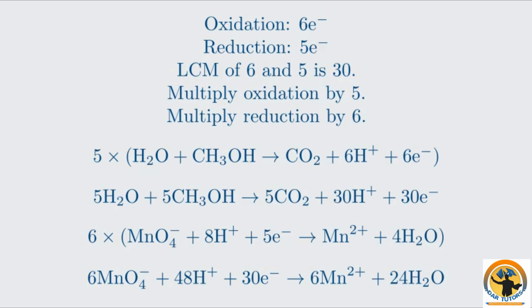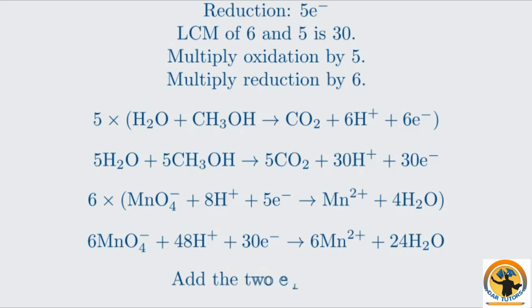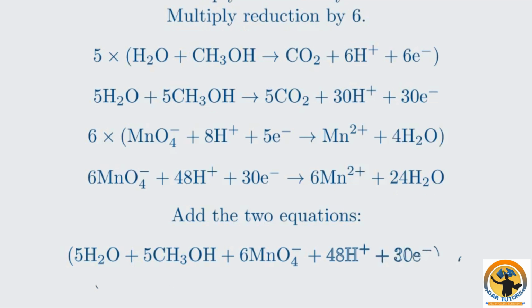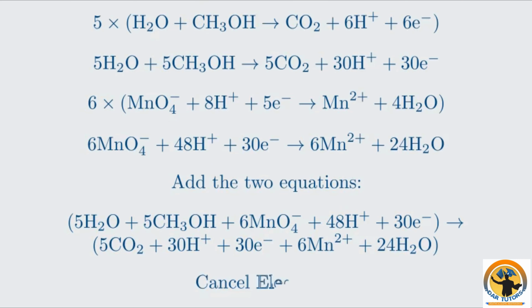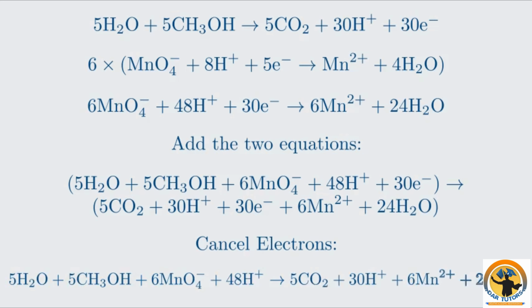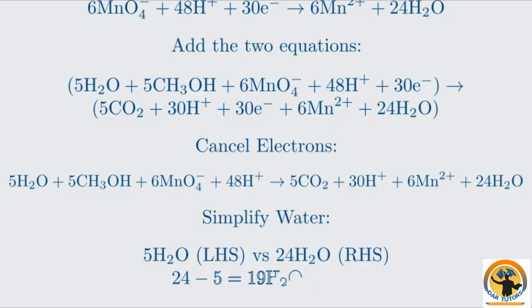Now that we have the same number of electrons on both sides, we can add the two equations together. Adding the left-hand sides together and the right-hand sides together gives us this combined equation. Our next step is to cancel out any species that appear on both sides of the arrow. The electrons cancel out perfectly. This is the whole point of matching the number of electrons. Next, let's simplify the water molecules. We have 5 H2O on the left and 24 H2O on the right. We can cancel 5 from each side, leaving 19 H2O on the right. It's always easier to work with the smaller number.